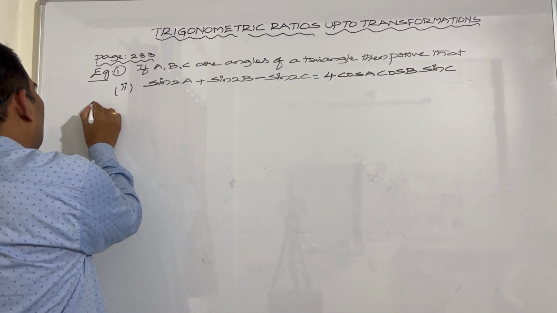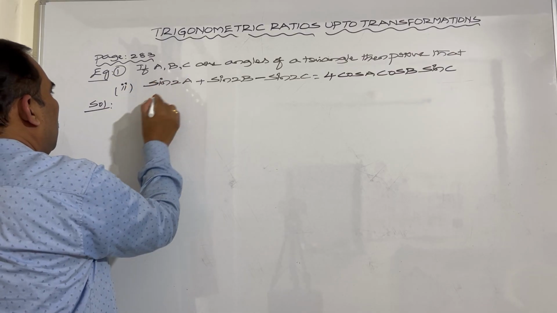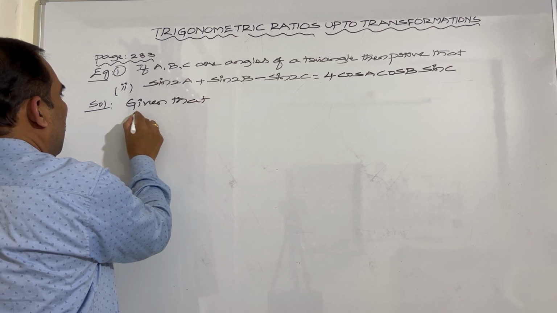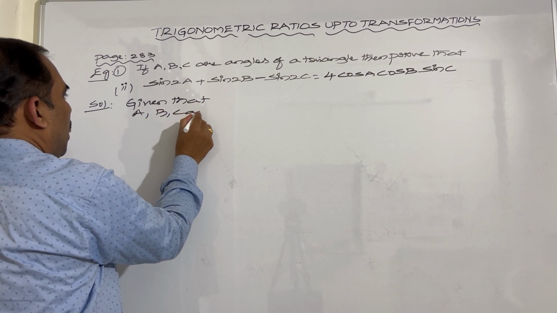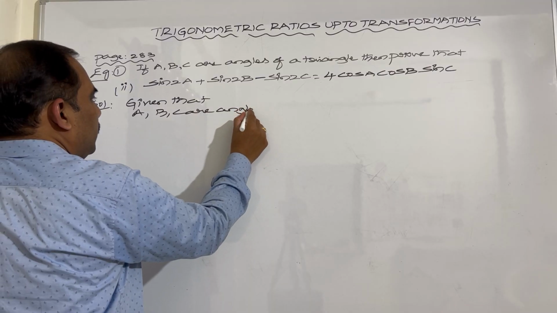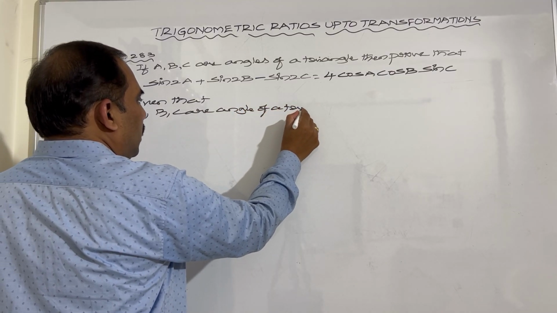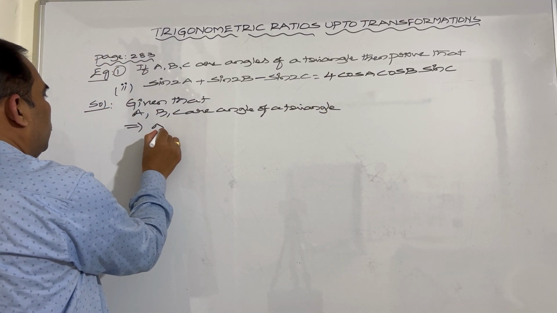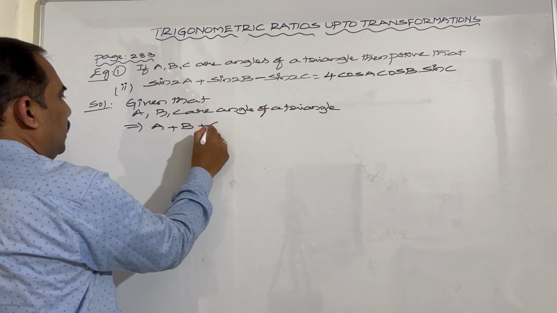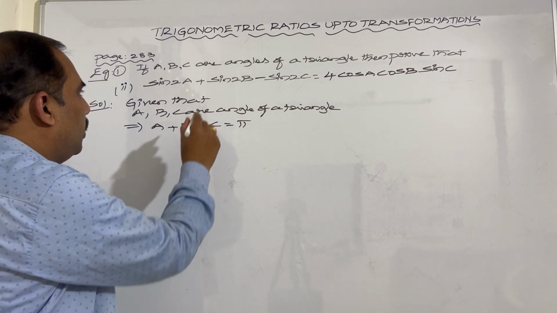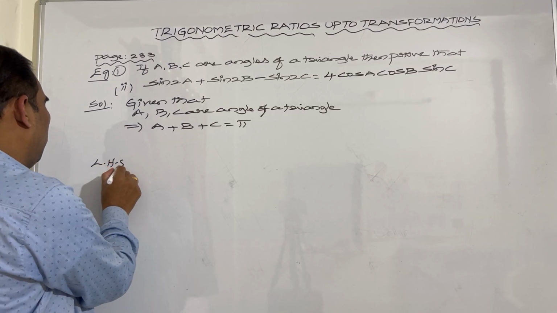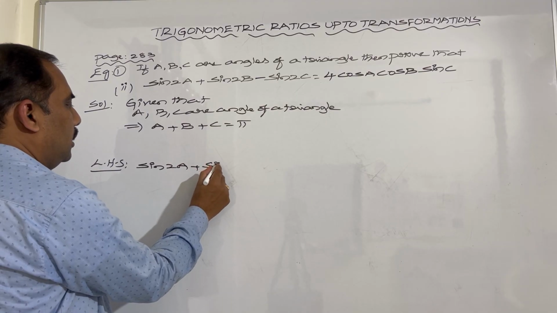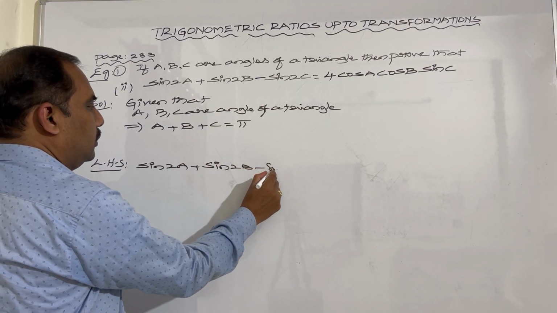Now in the solution, given that A, B, C are angles of a triangle. Angles of a triangle means we know that the sum of the angles is equal to 180 degrees. So A plus B plus C is equal to pi. Now the LHS is sin 2A plus sin 2B and minus sin 2C.